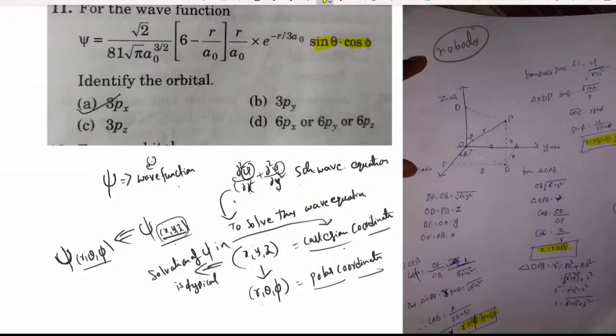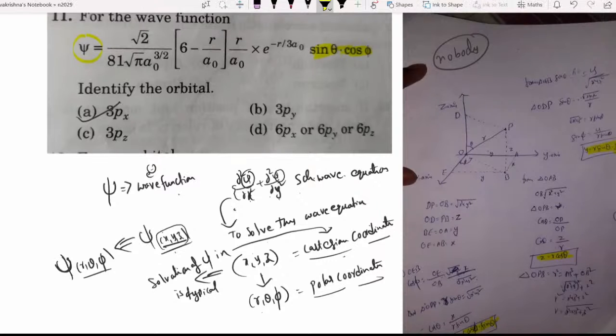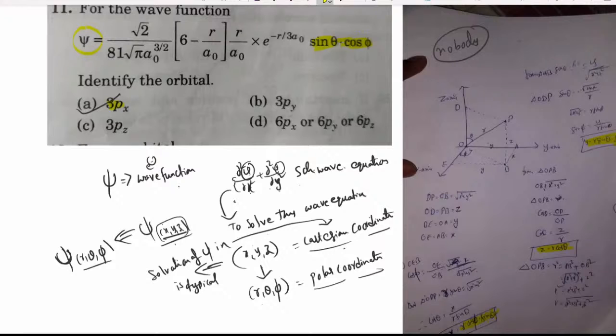Some students have asked me, sir, could you please explain the topic? If I explain the topic, you will get bored again. That is why I am explaining by taking problems. This is a psi solution for some s orbital or p orbital, I don't know. In that orbital, I got sin theta cos phi. Which coordinate? x. Therefore, the orbital must be px. An x component containing orbital is px.